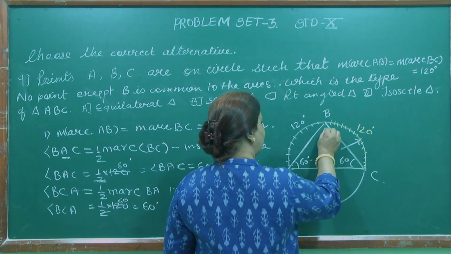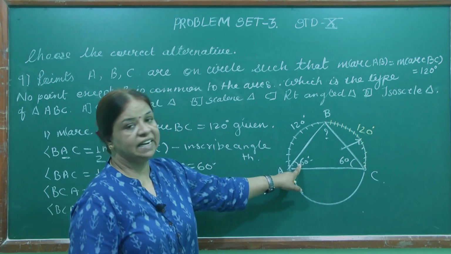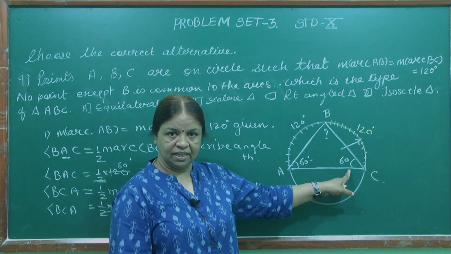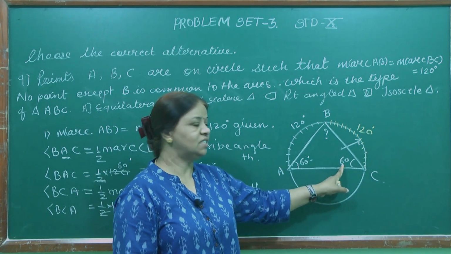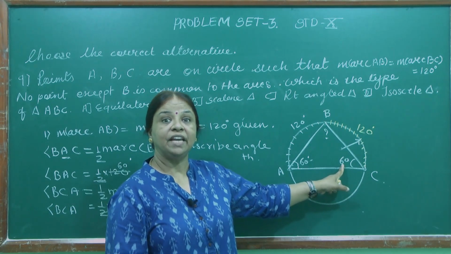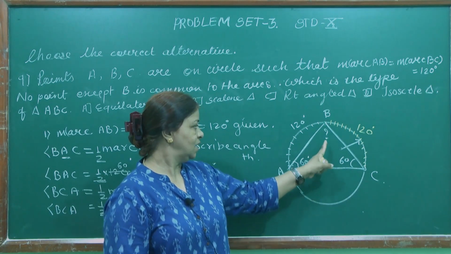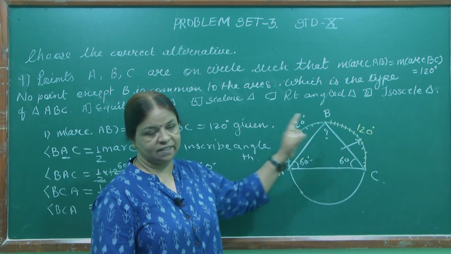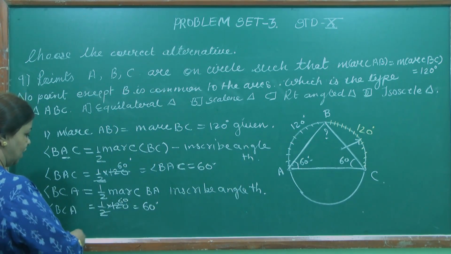Now, you know children, in a triangle, if two angles are known, then the third angle, this plus this is 120. To make it 180, how much is needed? 60. Naturally, the third angle will be 60 degrees. So, you can do it like that.